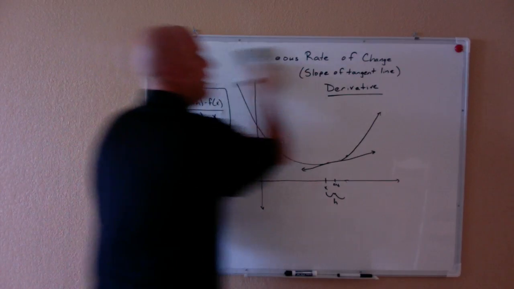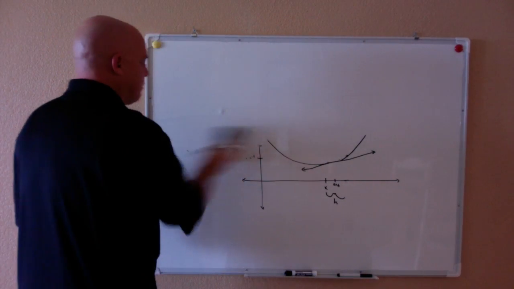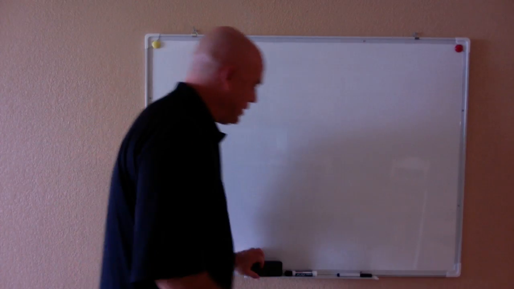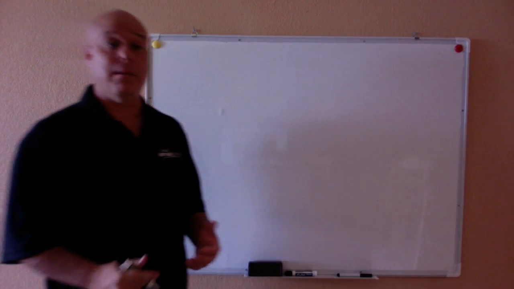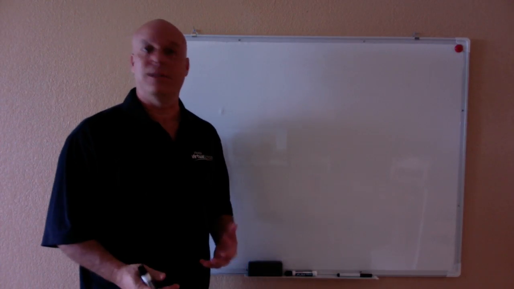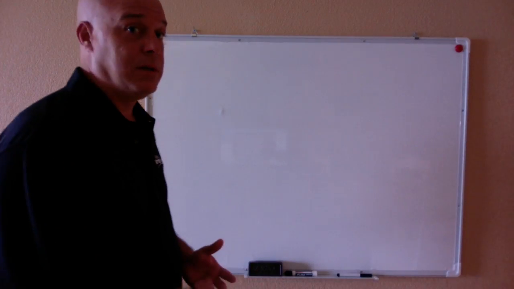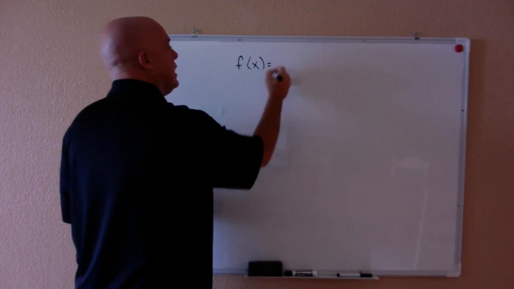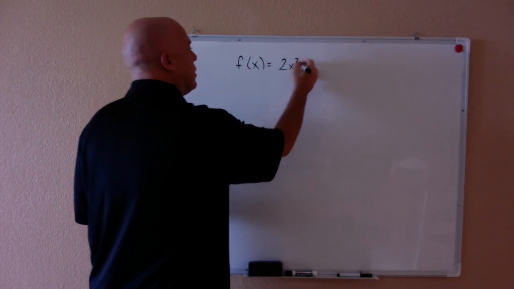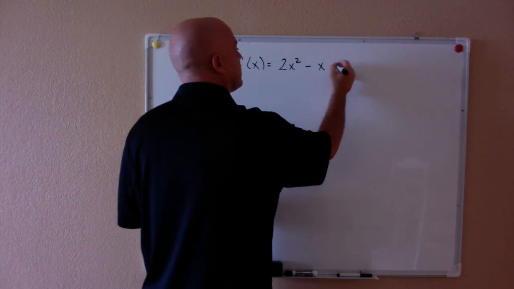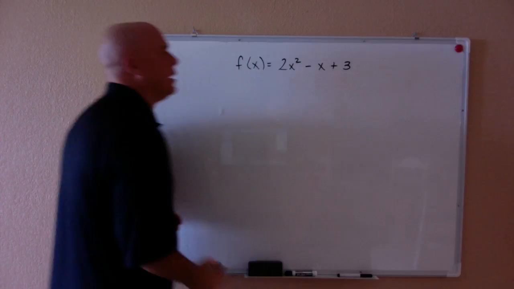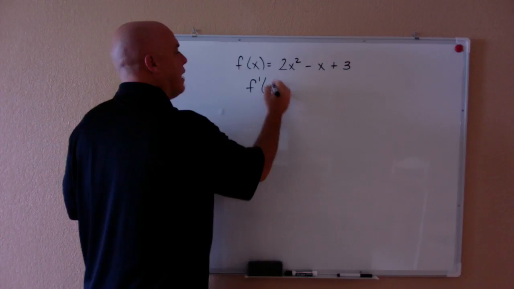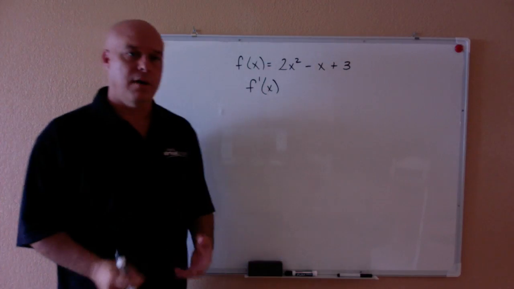So let's take a look at an example of this, and I'll do something that's got a little bit of simplicity as far as the algebra goes, and then we'll look at something that maybe is a little bit more complicated, just so you can see that it's really still just algebra. It's just going to be some more complicated algebra. So let's say that we've got the function f of x equals 2x squared minus x plus 3, and we're asked to find f prime of x. What is f prime of x?